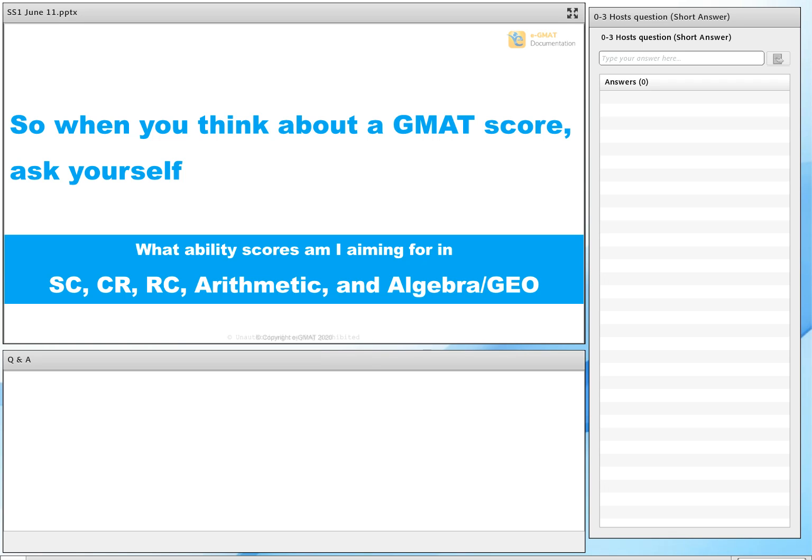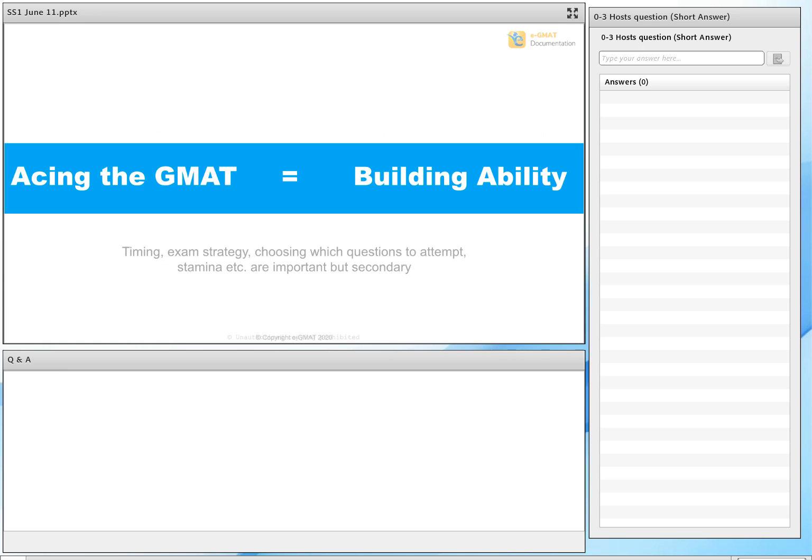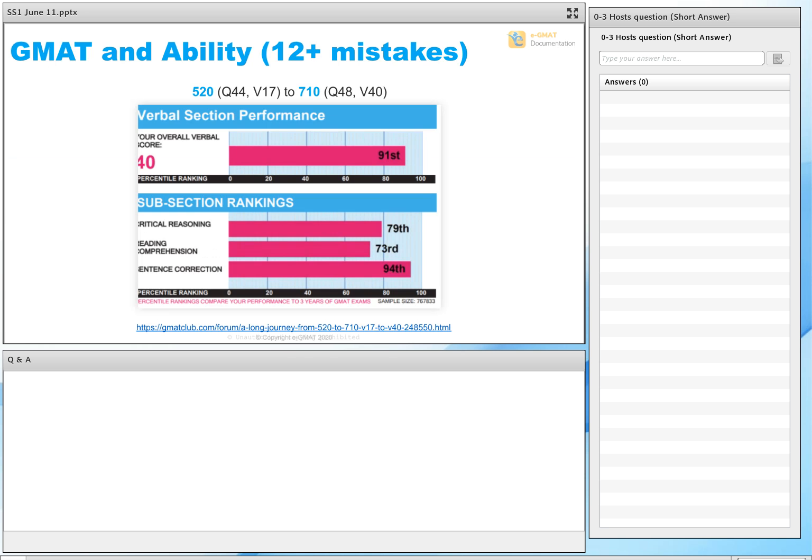Given my starting ability, what are the optimal target abilities for me? And the second thing is, how long will I take to get to those target abilities? Why? Because acing the GMAT is all about building abilities. Why? Because your GMAT score is a combination of these abilities.